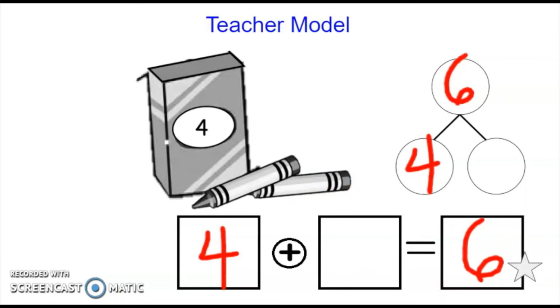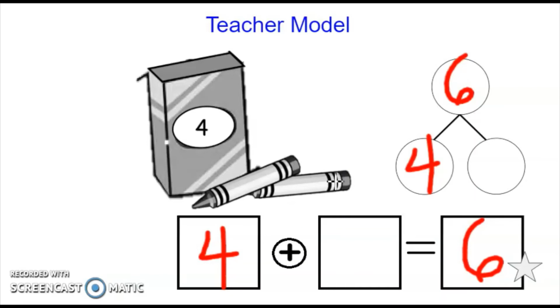But I still have something missing here. I see that I have a missing part here and a missing part here. That tells me that my missing part is my change that I'm tracking. So let's see how we went from 4 to 6. 4, 5, 6. What do you think our missing part is? What do you think our change is in our number sentence?